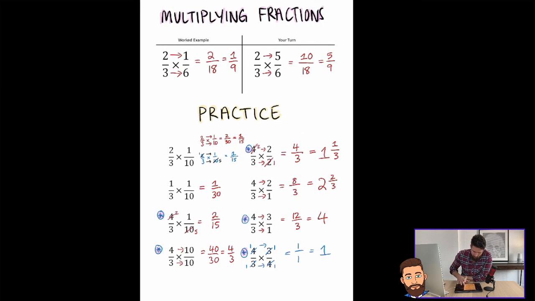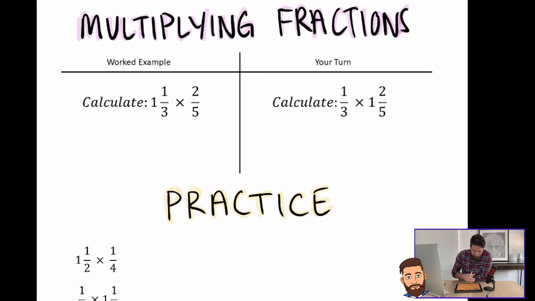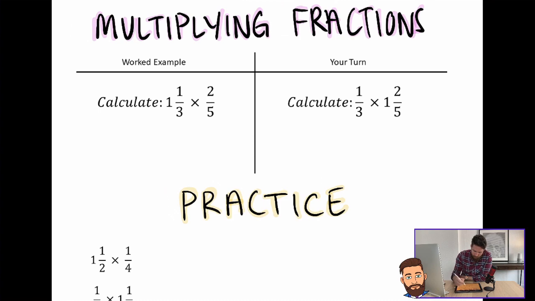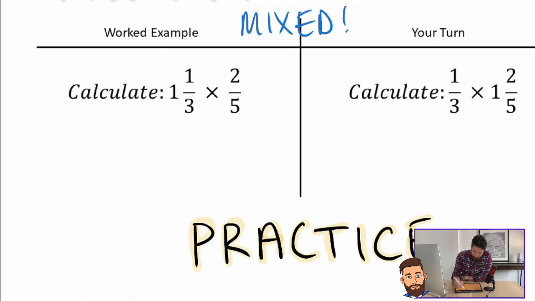So moving over to the next page, we're going to look at multiplying fractions with mixed numbers. So with mixed numbers as well. The trick here, you have to change your mixed number into a top-heavy fraction. Okay, you have to change it into a top-heavy fraction. So you have to change this mixed number into top-heavy fraction first.